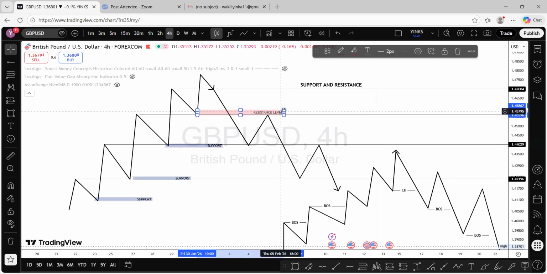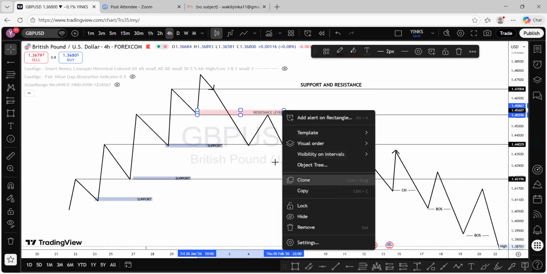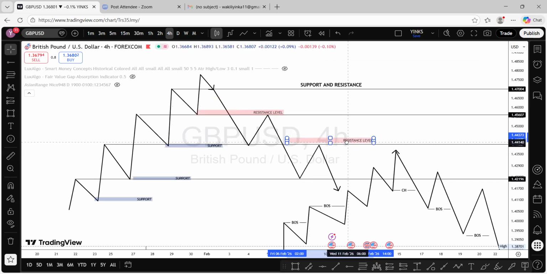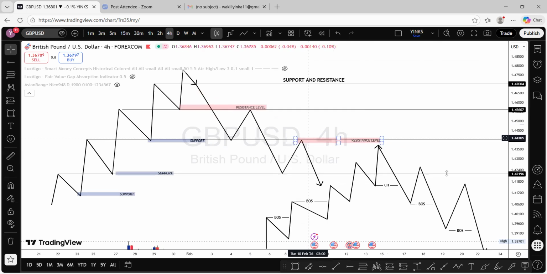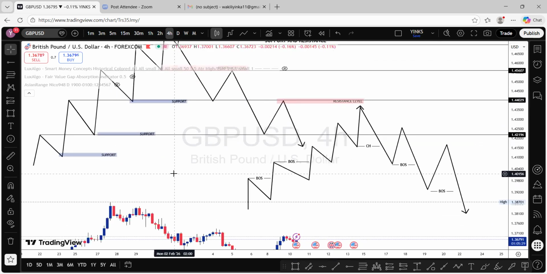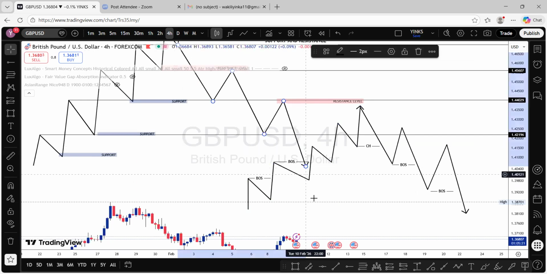Now, where is the next resistance? You can see it right at this level. Price broke below the level and turned it toward resistance. Right here, you can see the same level. All you have to do is identify the levels. Now, this is another support level, right? Previously a support level. What happened? Price broke below it and turned it automatically to resistance.